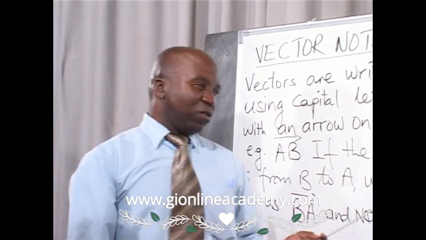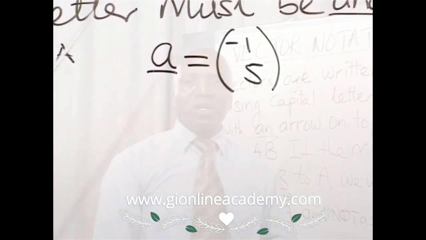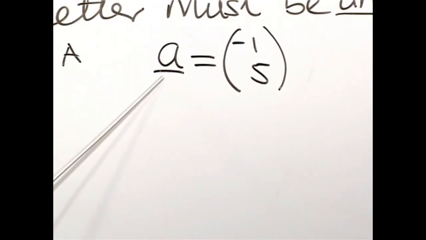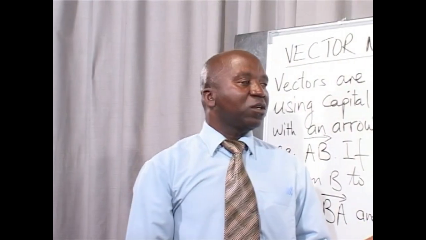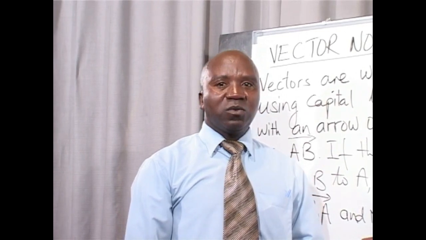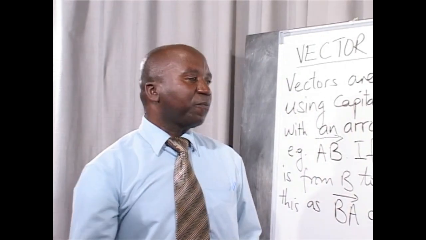The same in print media: when they do not underline the letter, they will print it in bold type. So again, do not be surprised when you see they are saying this is vector A and it is not underlined, but they'll always print it in bold type. In handwriting, you must always underline it to show that it is a vector.